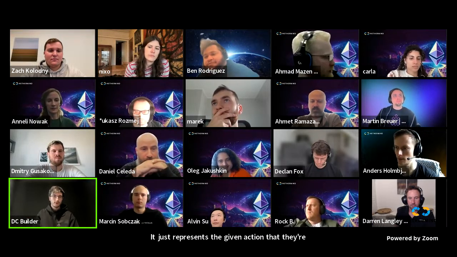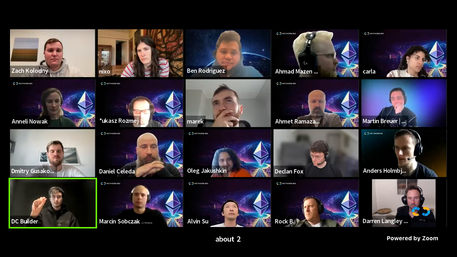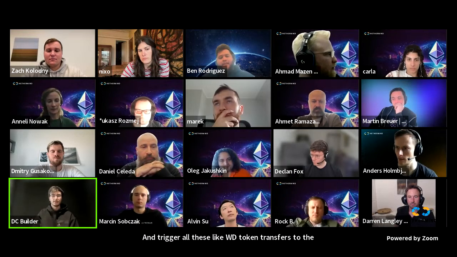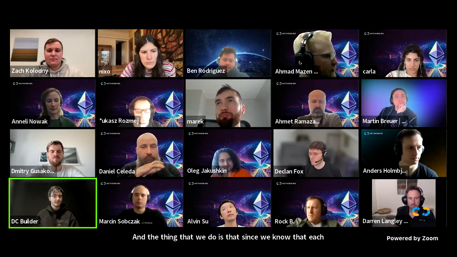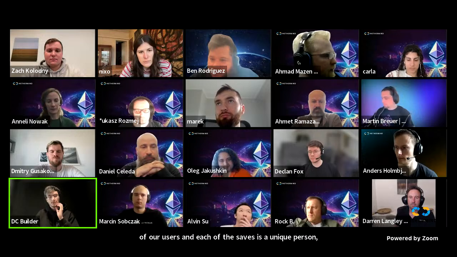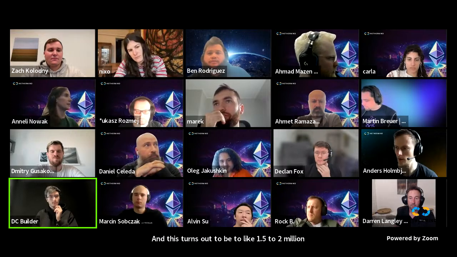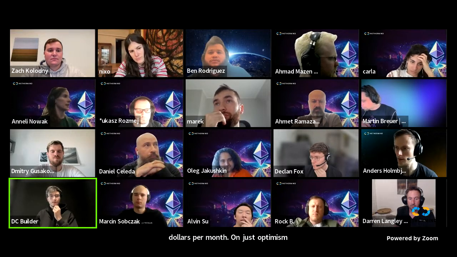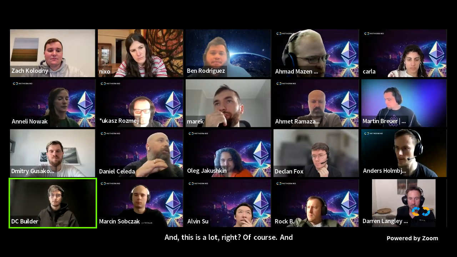And we have about 2.5 million users that are active every 2 weeks, meaning that every 2 weeks we have about 2.5 million Groth16 proofs that we need to submit on Optimism and trigger all of these WLD token transfers to the users' safes. We also do a lot of safe deployments, a lot of transactions. Since we know that each of our safes is a unique person, we subsidize all of the transactions for these users. This turns out to be $1.5 to $2 million per month on just Optimism, essentially fees that we pay. And this is a lot, of course. So 4844 is going to reduce that drastically, hopefully.